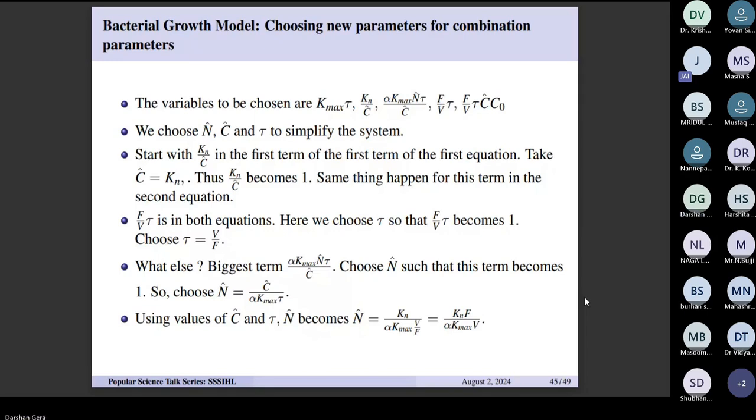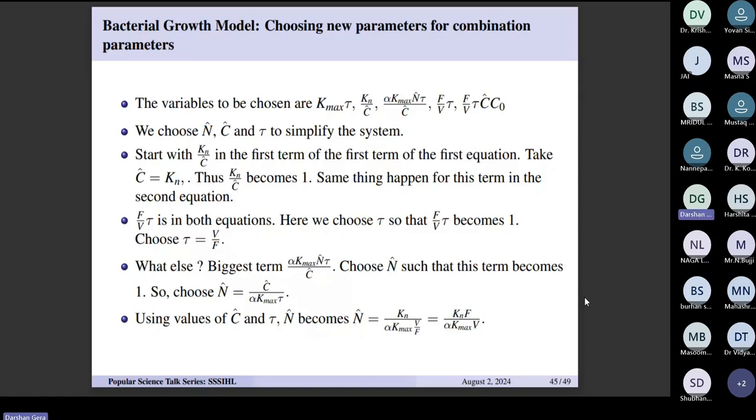So here I have to choose n cap. For n cap, I take just the reciprocal, okay? C cap upon alpha k max tau. And we already have the C cap and tau. Tau equal to V over F, C cap equal to Kn. So if I put the values of C cap and tau, then N cap will be Kn f upon alpha k max V.